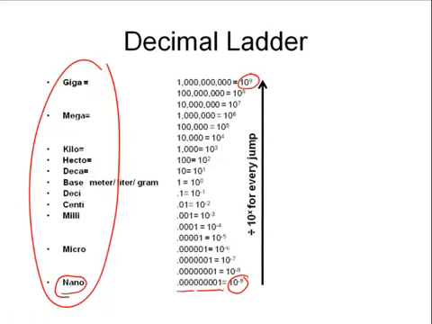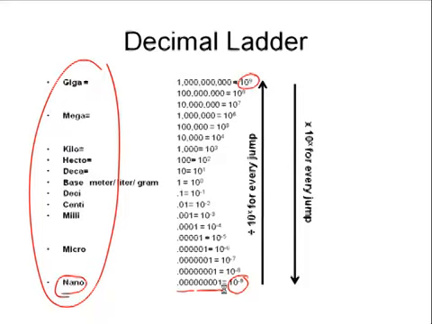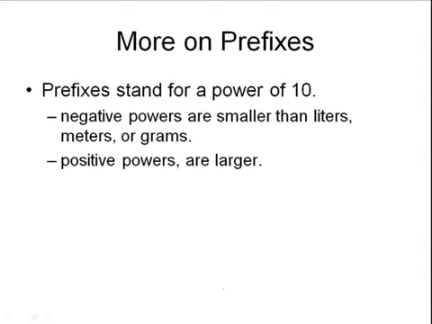Every time you make a jump between units, for example, if you go up the ladder, you divide by a power of 10 for every jump. If you go down the ladder, you multiply for every jump, times 10 to the x. Okay? So the x refers to how many jumps you make, which is the power of 10. So again, prefixes stand for a power of 10. Negative powers are smaller. Positive powers are larger.